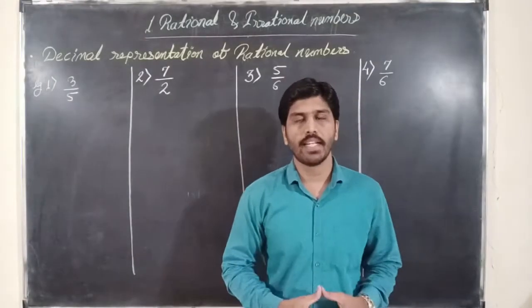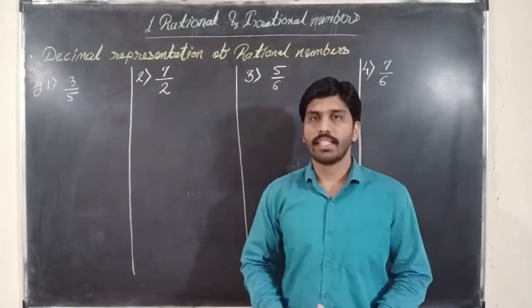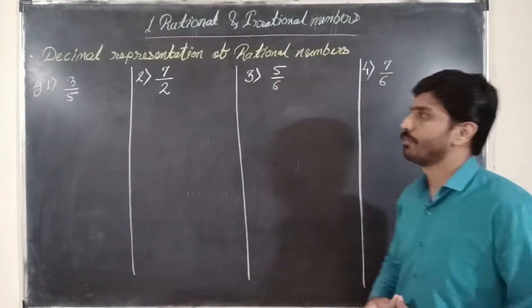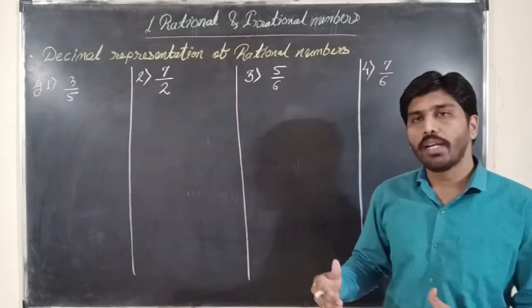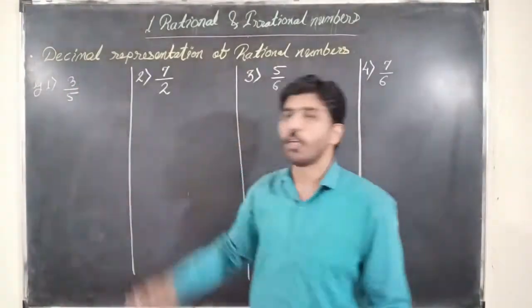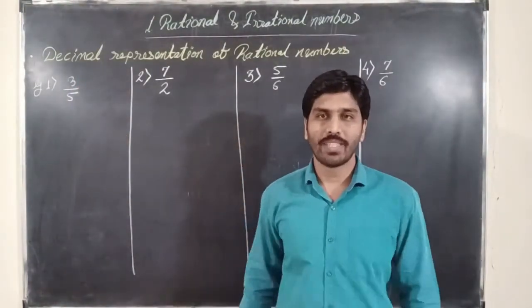We have already started with rational and irrational numbers. In this lecture, we are going to learn the decimal representation of rational numbers. We will obtain this by actually dividing the numerator by its denominator. So let's start with an example.